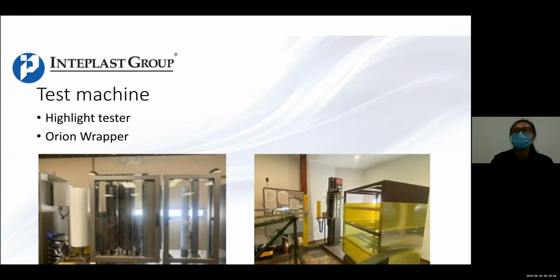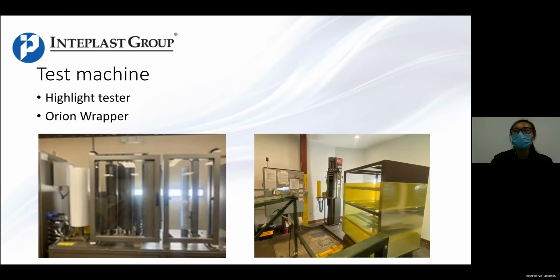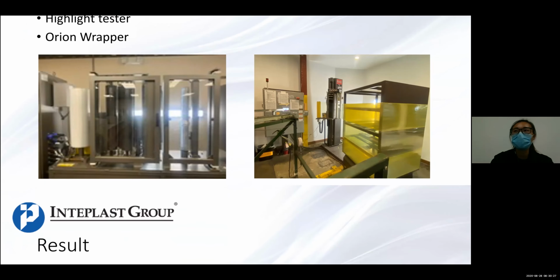And for this test, I used 2 machines. One is the Highlight machine. The other is Orion wrapper machine. I used Highlight to test unwind, stretch force, handling, and ultimate stretch. And used Orion wrap to test peel value, the cling.